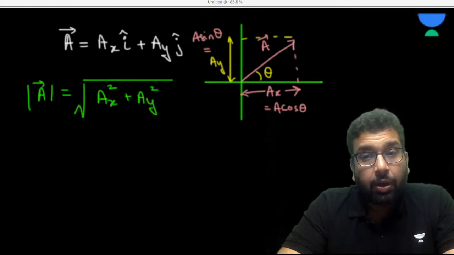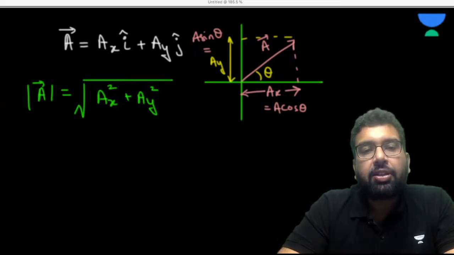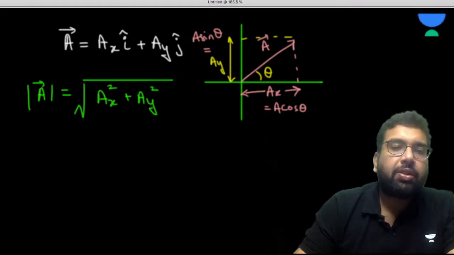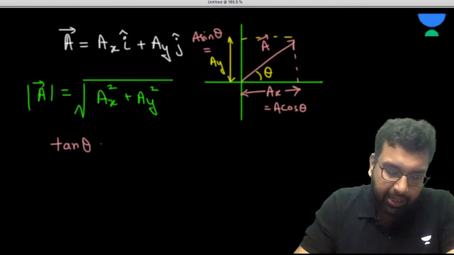Now, what is the important point? If any vector is given in the Cartesian form, right away you can get its magnitude. And now what about the direction? What is going to be tan theta?